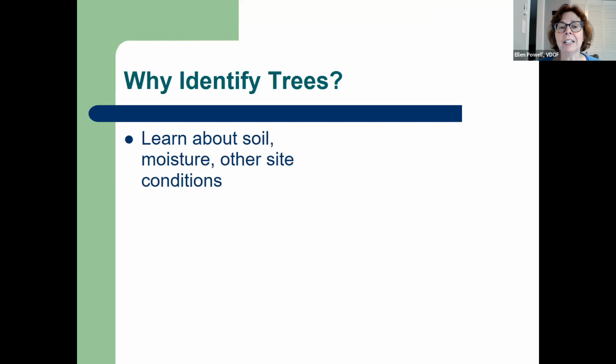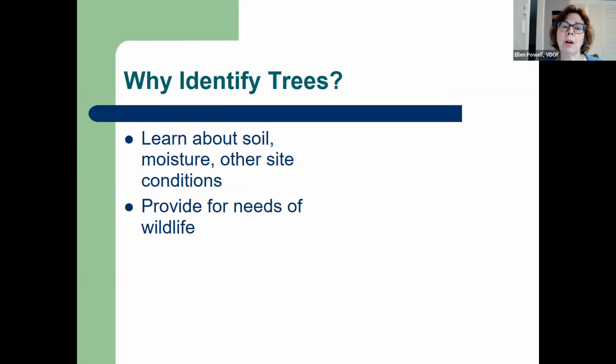things about your site. If you've bought a new house or have a new property, knowing what trees are there can actually tell you a lot about the soil. It can tell you about other site conditions, such as how much light or maybe moisture regimes and all sorts of other site characteristics.